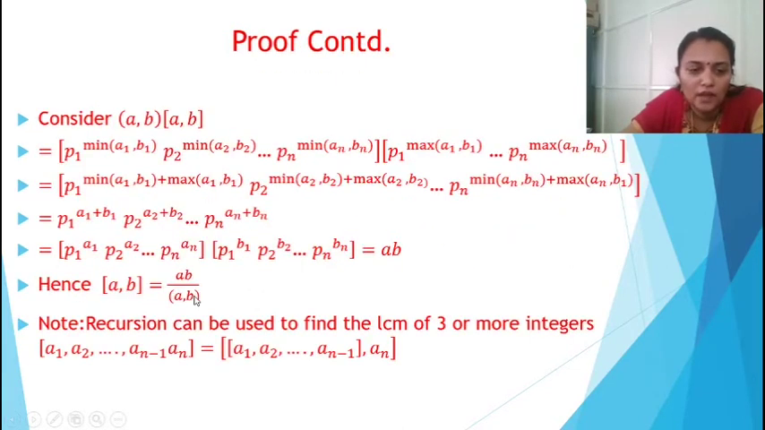Now we can note that recursion can be used to find the LCM of three or more numbers. So LCM of a1, a2, etc., an is equal to LCM of the LCM of a1, a2, etc., an minus 1, and an. So first club the first n minus 1 numbers. Now we have some problems.